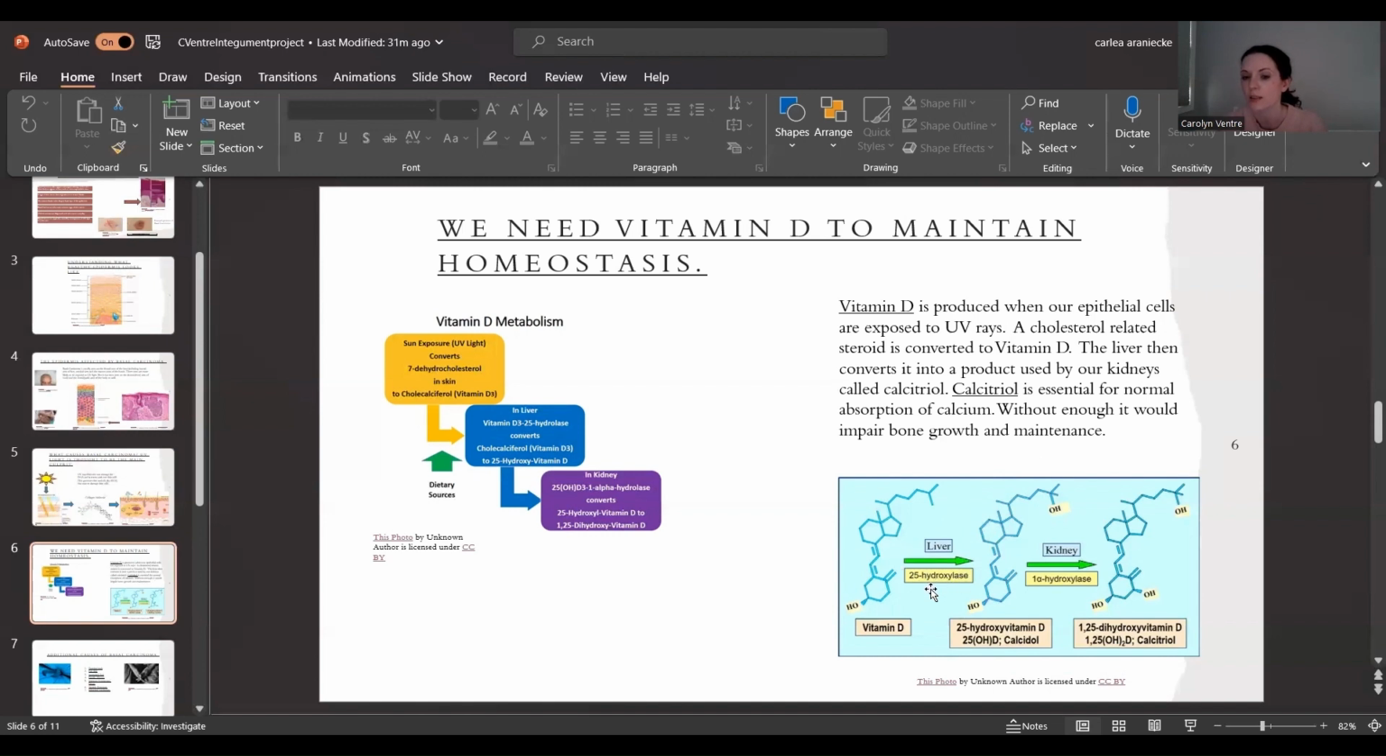On the right-hand corner are the scientific names for the different forms of vitamin D and different parts. And you can see that calcitriol is essential for normal absorption of calcium in the body. Without it, it would impair bone growth and maintenance of our bones.